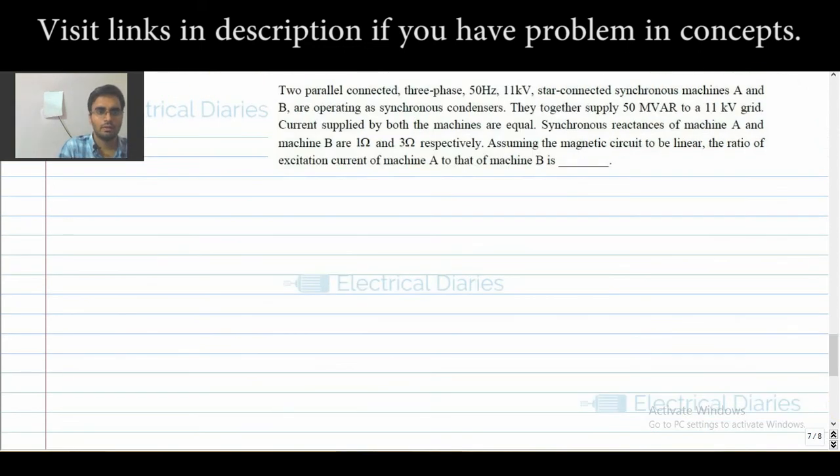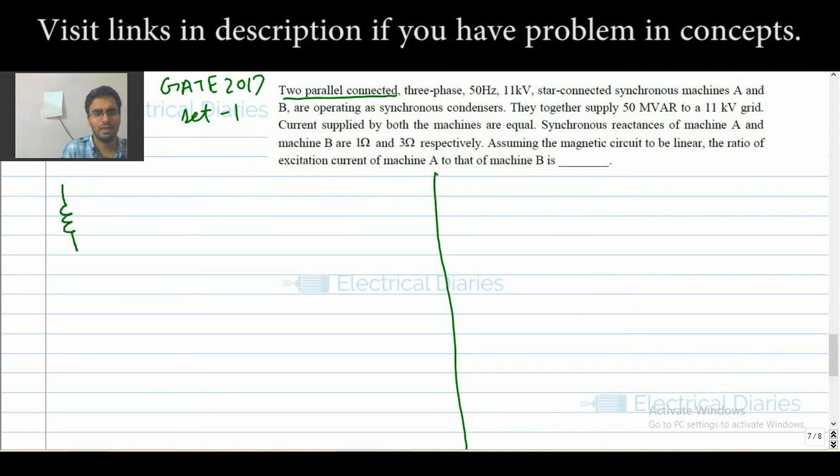Okay, GATE 2017 set 1, and we will see this question now. It's given two parallel connected three-phase machines. Just draw a rough diagram so it will give you a good idea, because in parallel connection we have this topic only.